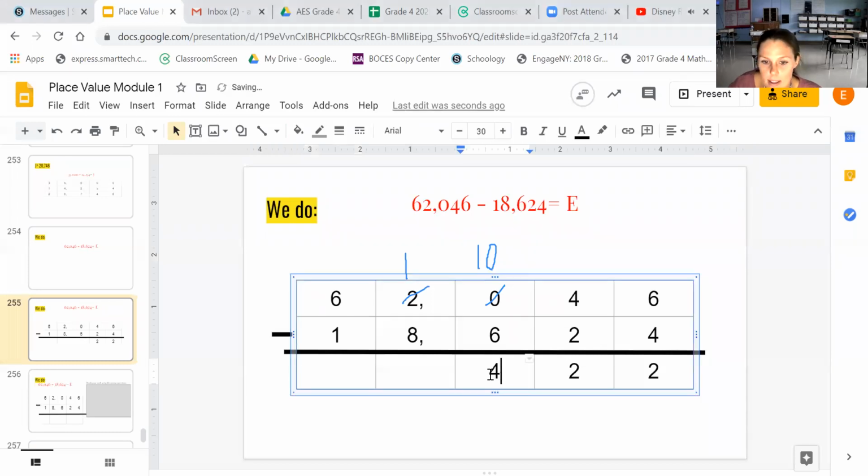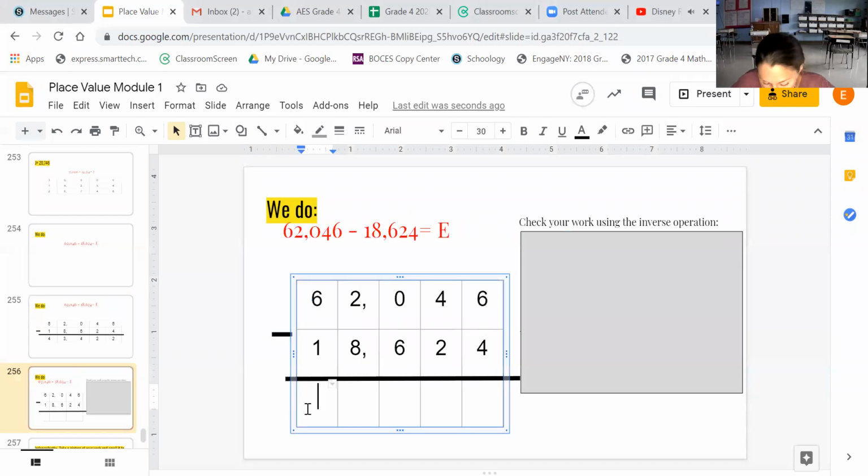So 10 minus 6 is 4. 1 minus 8. Ooh, I can't have $1 and take 8 away, so I have to borrow. When I add that, 10 plus 1 is 11. And now I can subtract. 11 minus 8 is 3. 5 minus 1 gives me a difference of 4. So for your value of E, you should have gotten 43,422.